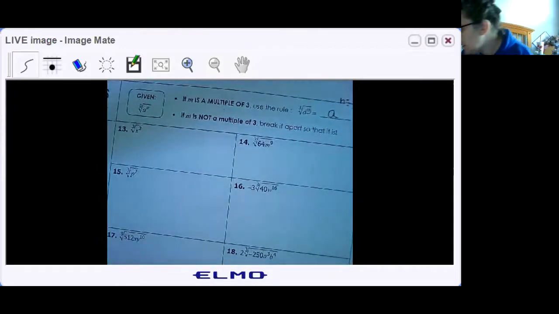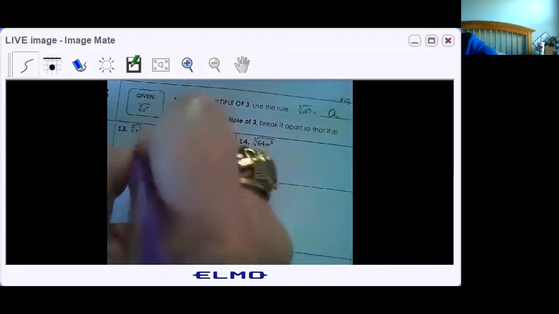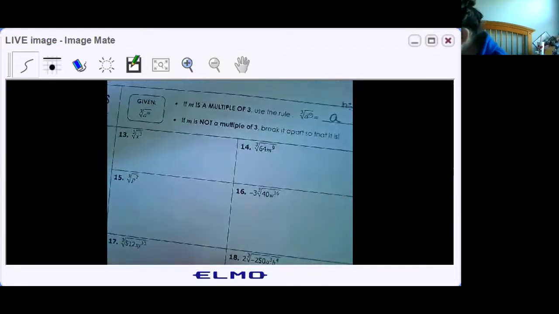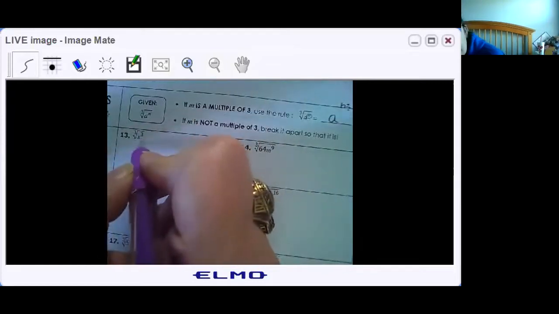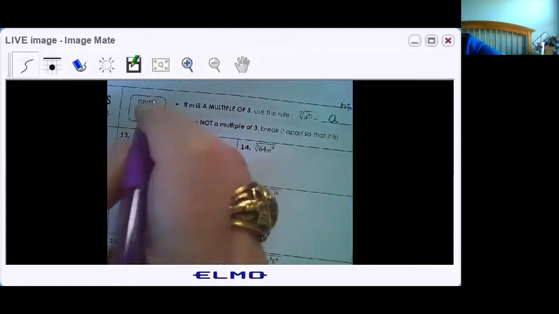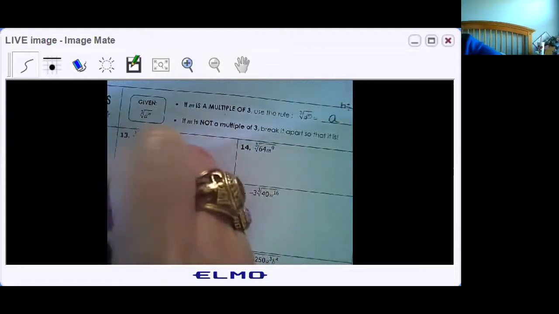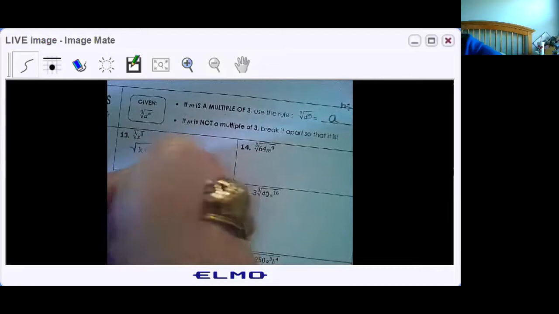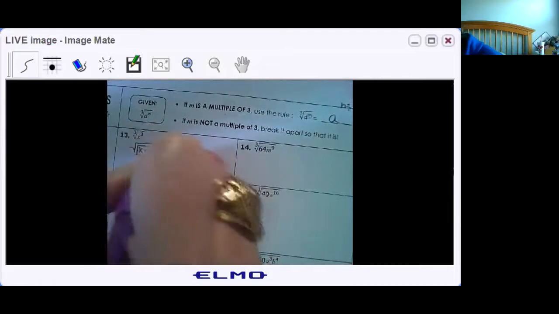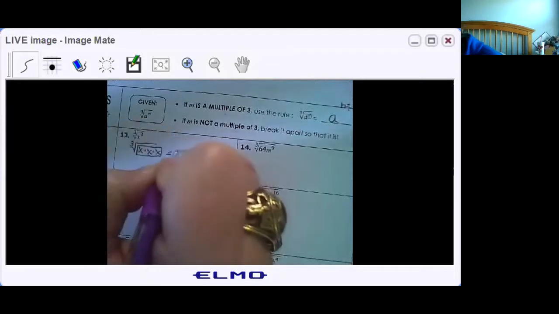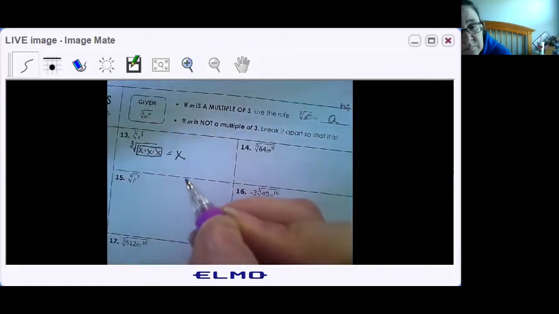So if I look at number 13, it says I want the third root, the cubed root of p to the 7th. So let's look at this. Oops, I was looking at the wrong one. Let's try with number 13 again here instead of 15. The cubed root of x cubed. Well, x cubed is x times x times x. Well, there's my 3 x's. So 3 on the inside when I'm talking about a cube root is 1 on the outside.